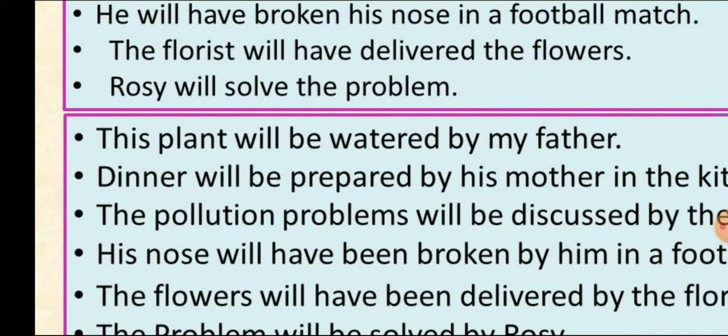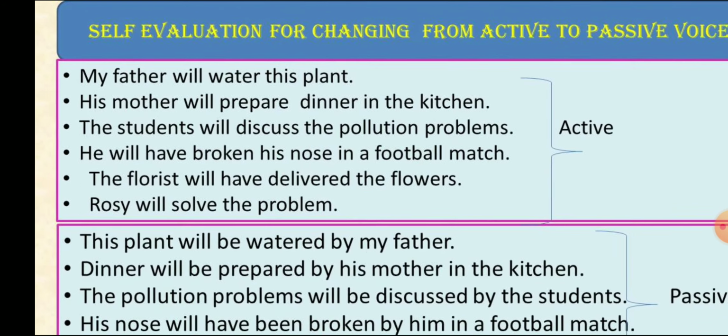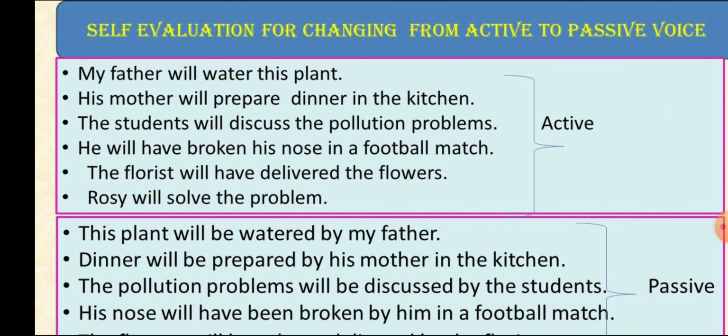Rosie will solve the problem. The problem is object, Rosie is subject, will solve, it is in future tense. So how can we change it? The problem will be solved by Rosie. So this is the way we have to change from active to passive for future tense forms.